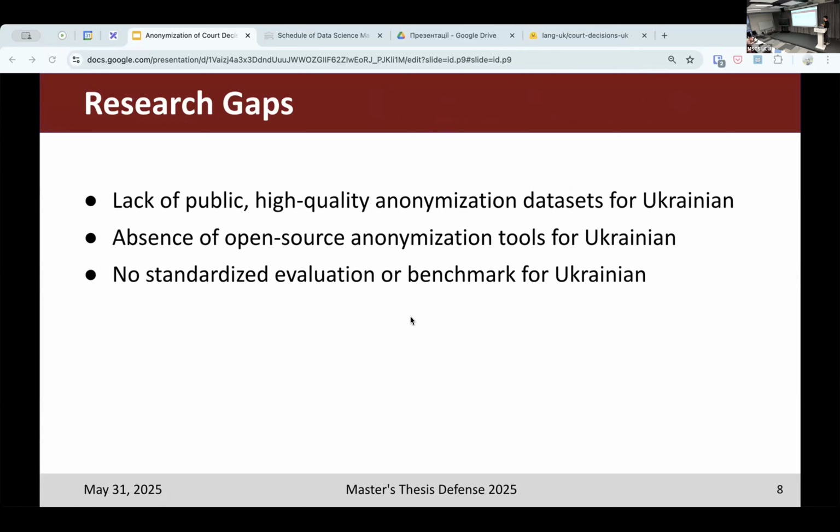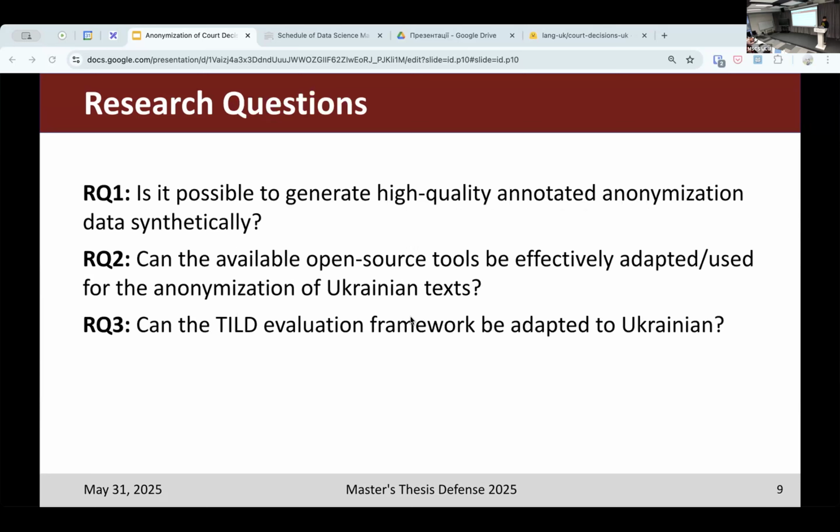And after the literature review, we identified three research gaps, and all of them are due to the absence of public high quality anonymization data sets for Ukrainian, the absence of an open source anonymization tool for Ukrainian, and the absence of a standardized evaluation or benchmark for Ukrainian.